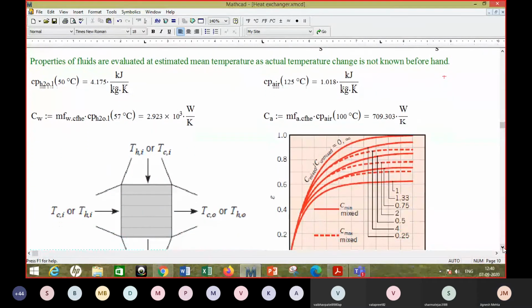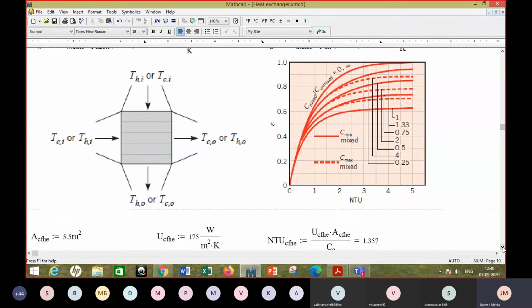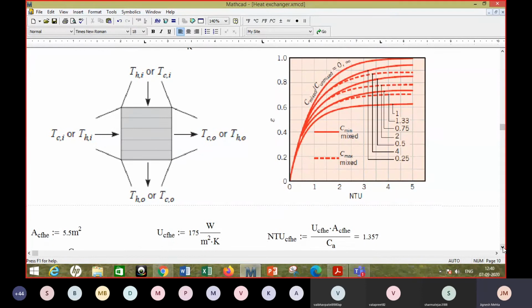So NTU is 1.3 something, and get the CR also, that is the heat capacity rate ratio. So NTU is 1.357, right? I think most of you are correct. The only thing is that using kilo and not using kilo created some confusion. So NTU is 1.357, and how much is CR?